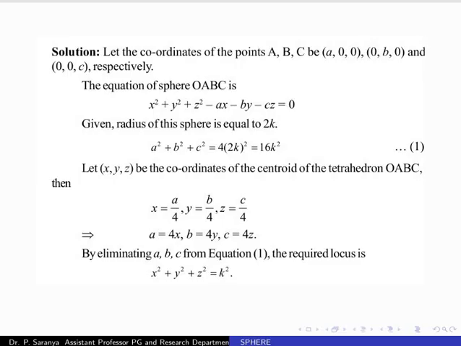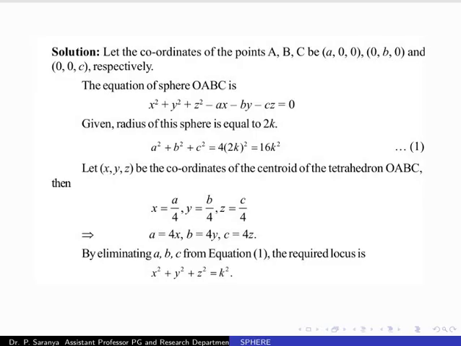The equation of the sphere OABC is x square plus y square plus z square minus ax minus by minus cz equal to 0. Given the radius of this sphere is equal to 2k, we have a square plus b square plus c square equal to 4 times 2k square, wait, equal to (2k) square times 4, which is equal to 16k square. That is equation number 1.